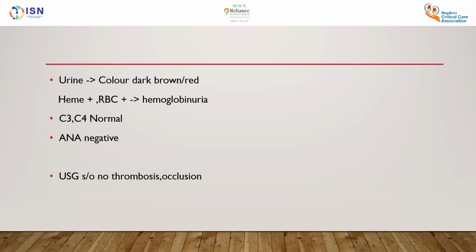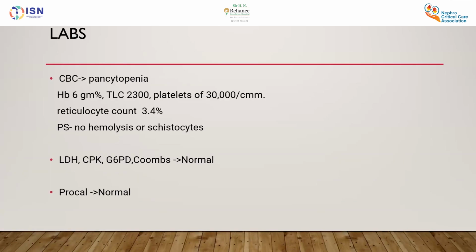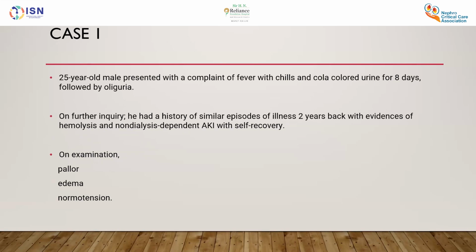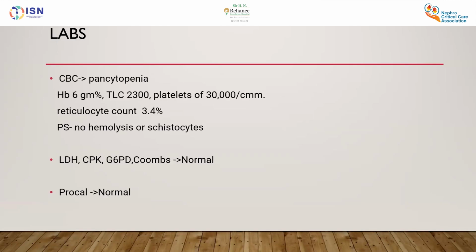Viral myositis. Niranjan is saying viral myositis. Was there any history of fever? There was history of fever with chills and cola-colored urine. Okay, for 8 days. Yes. And also with pancytopenia, which could be in certain viral infections, like parvovirus and others, right? Possibility, yes.